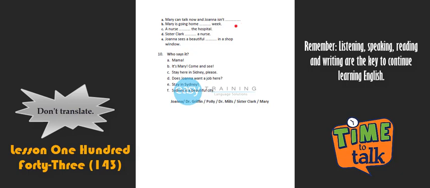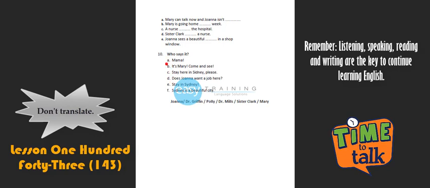Sentence A, Mary can talk now and Joanna isn't. Sentence B, Mary is going home blank week. Sentence C, a nurse blank the hospital. Sentence D, Sister Clark blank a nurse. Sentence E, Joanna sees a beautiful blank in a shop window.